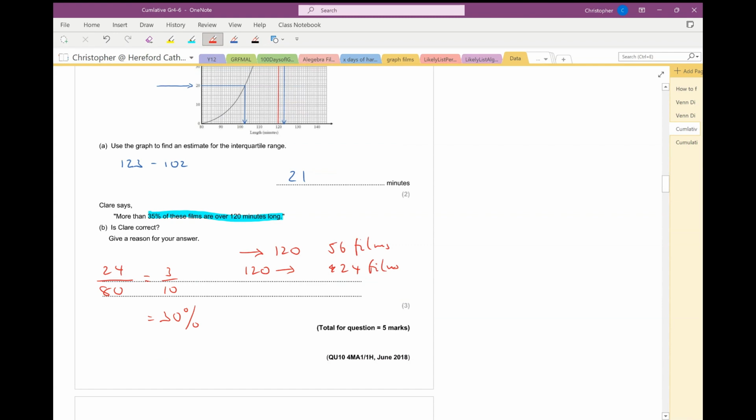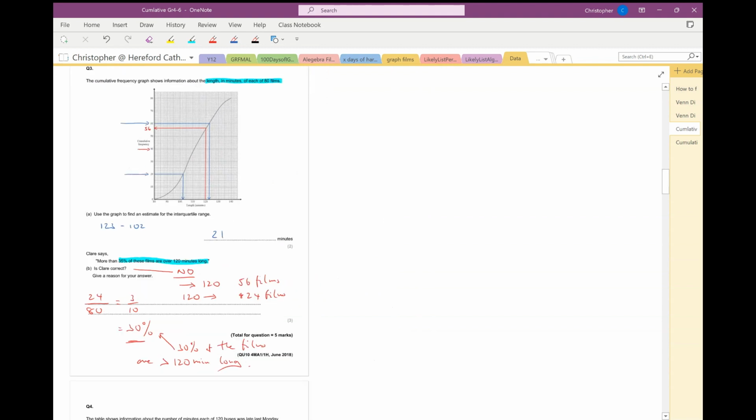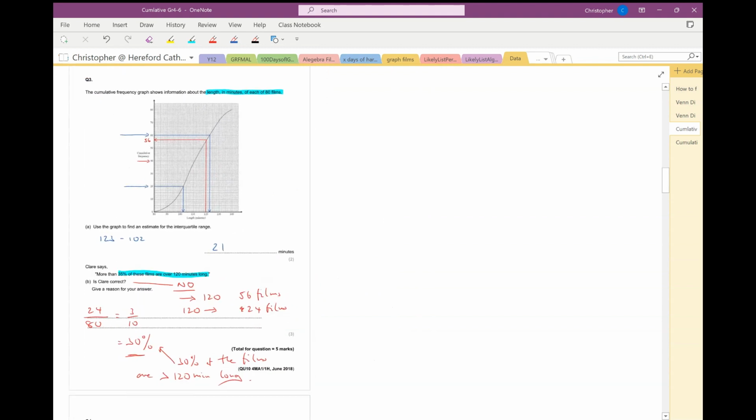Well, she's wrong, isn't she? Because only 30% of them. So is Claire correct? You must answer that with a yes or a no. No. Give a reason for your answer. 30% of the films are over 120 minutes long. There we go. And that is 5 marks for question 3.